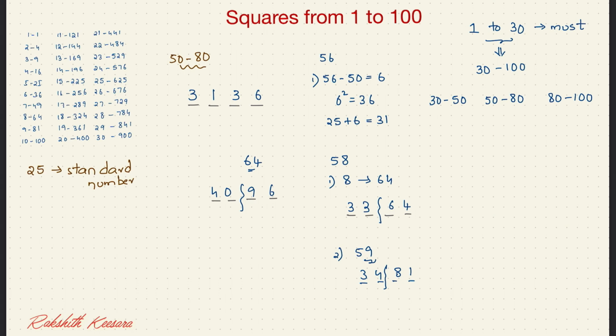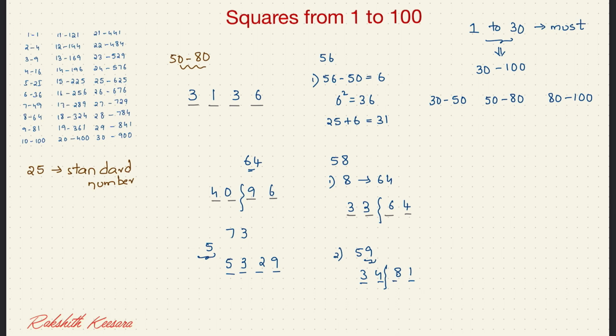Another example, let me take 73. It is greater than 50 by 23, and 23 square is 529. So the carry is 5, and you write 29 here. 25 plus 23 is 48, and 48 plus 5 is 53. So 5329, right? It is as simple as that.